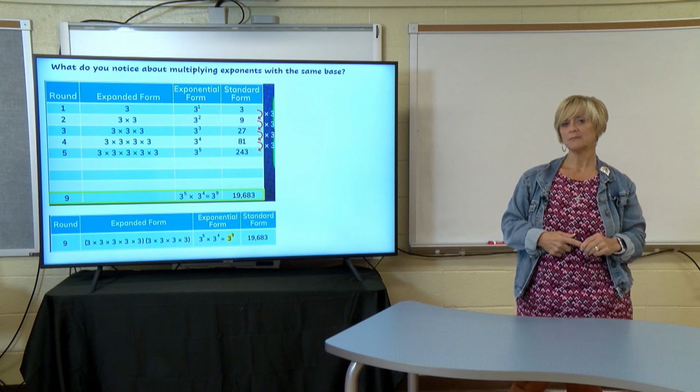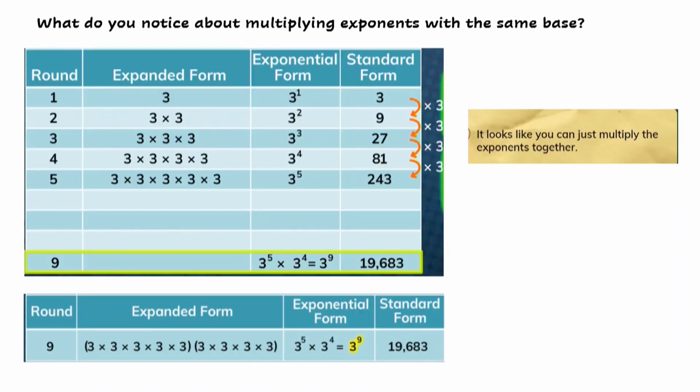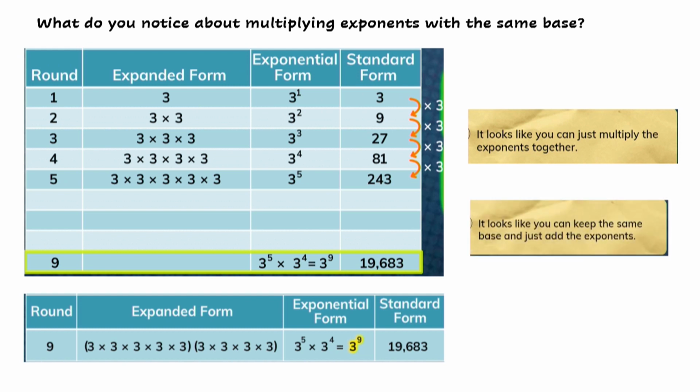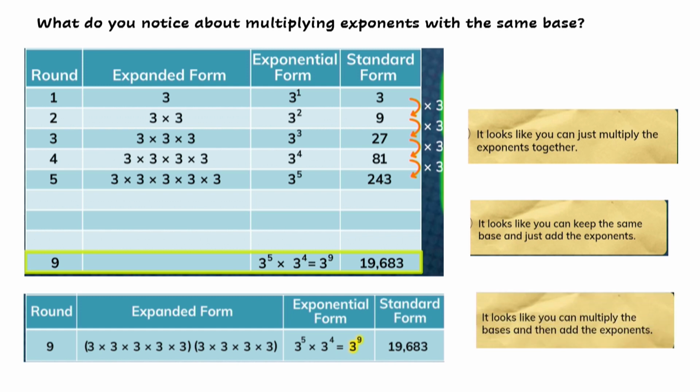So how'd that work? Well, let's see. It looks like you can just multiply the exponents together. Or it looks like you can keep the same base and add the exponents. Or it looks like you can multiply the bases and add the exponents. Well, let's look at the first one. It looks like you can multiply the exponents. Well, I have 5 and 4, and 5 times 4 doesn't give me 9. Okay? It looks like you can keep the same base and add the exponents. Well, they both have the base of 3, and 5 plus 4 does give us 9. So that's a good possibility.